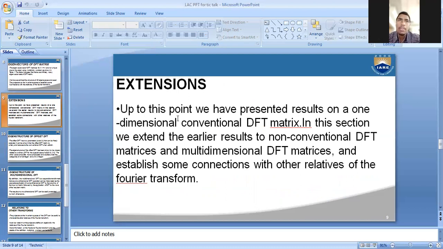Up to this point, we have presented results on a one-dimensional conventional DFT matrix. In this session, we extend the earlier results to non-conventional DFT matrices and multi-dimensional DFT matrices and establish some connections with other relatives of the Fourier transform.